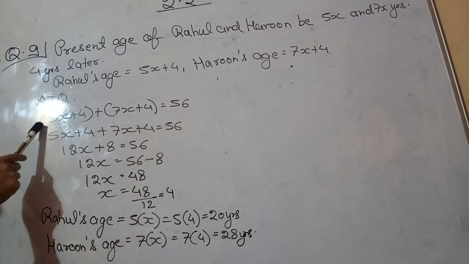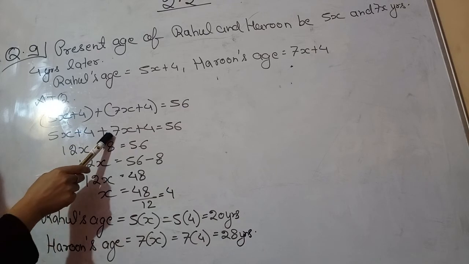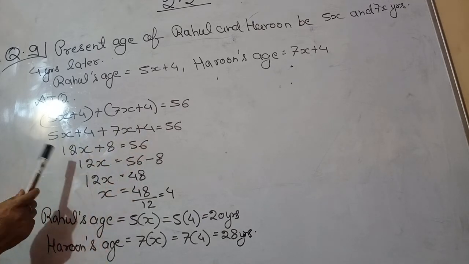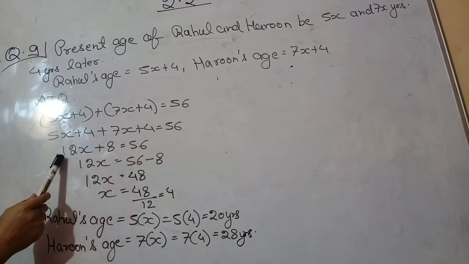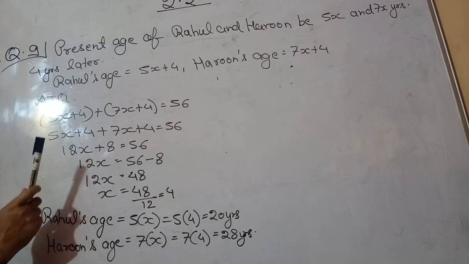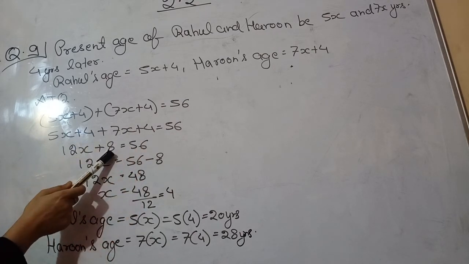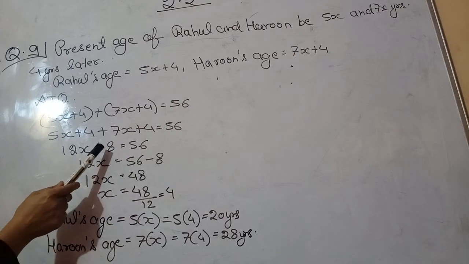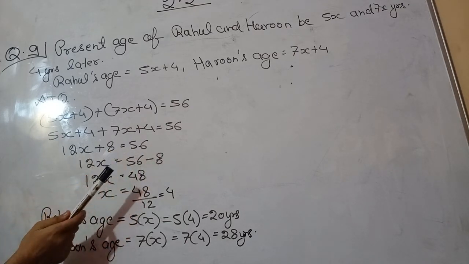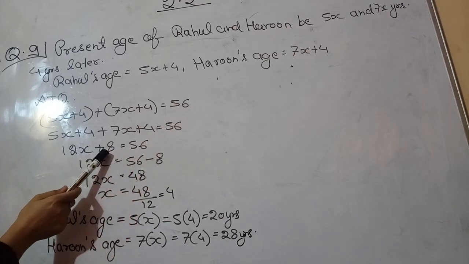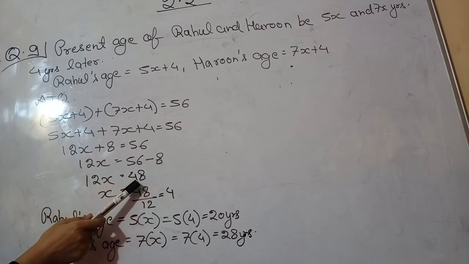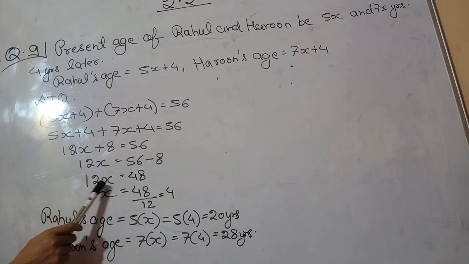So let us open this bracket: 5x plus 4, 7x plus 4. Now we add the similar quantities together. So 5x plus 7x gives us 12x, and 4 plus 4 is equal to 8, and 56 as it is. Now when we transpose 8 to the RHS, it will become minus, because on this side it is plus. So 56 minus 8 gives us 48, and here it is 12x.